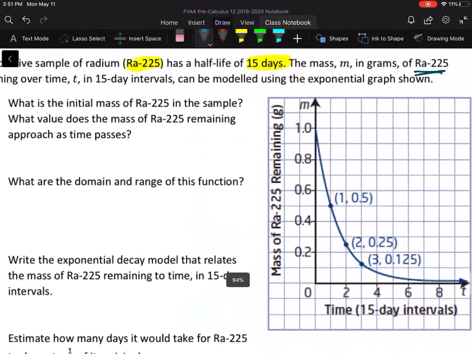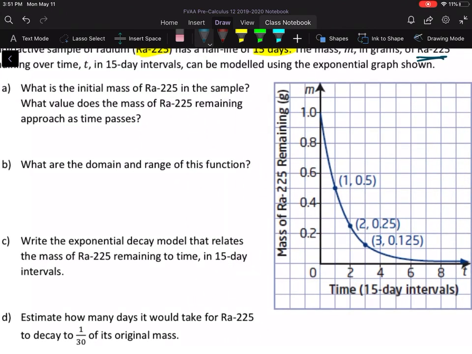What is the initial amount, according to this sample here? Now I used 100 grams, but the graph says what is the initial amount of the sample that we start off with. So the graph says we start off with 1 gram. And what value does the mass of R225 remaining approach as time passes? It goes from 1 gram and approaches 0 grams as time passes. Well, the power of this dating method is that even though it's approaching 0, we know that even a decreasing function will not reach 0, at least in theory.